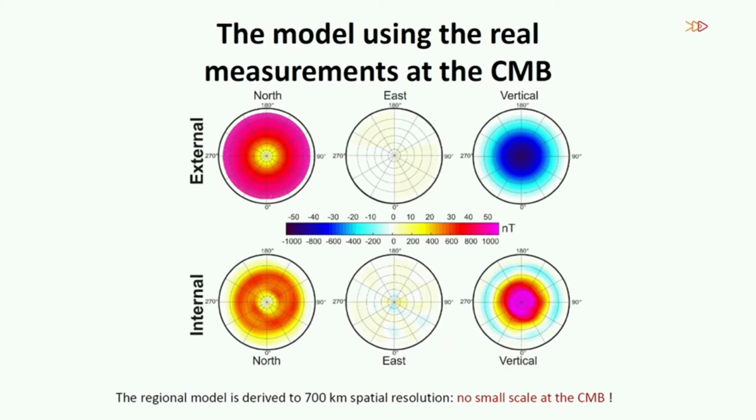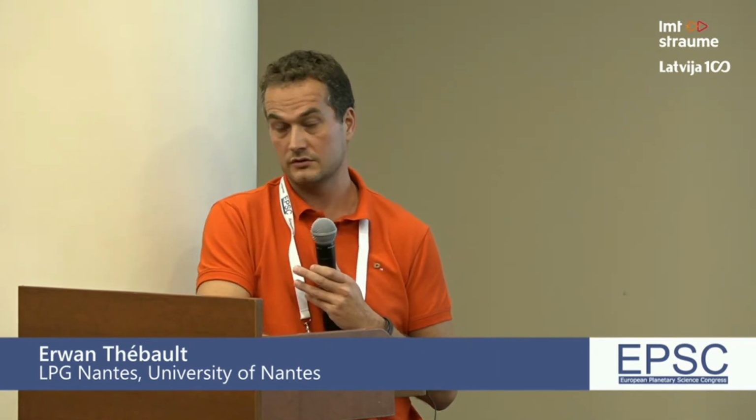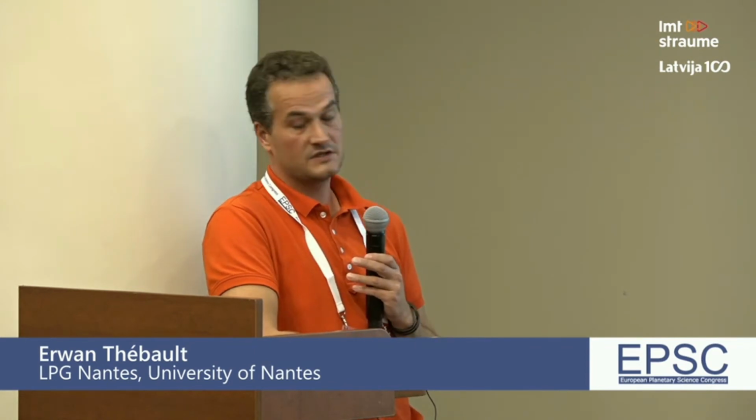If you look at the magnetic field itself, you also realize that it's able to separate, to a first order, internal from external magnetic fields. And here it's displayed at the CMB, at the core-mantle boundary. And for the internal field, what is very striking is that there is no small scale at the CMB. So far, it's not a completely new result, of course, but so far this result was obtained using truncated spherical harmonics and only dipole modeling. So it was a very coarse spatial resolution. This model goes down to 700 kilometers spatial resolution, and even with this, it doesn't show any small-scale structure.